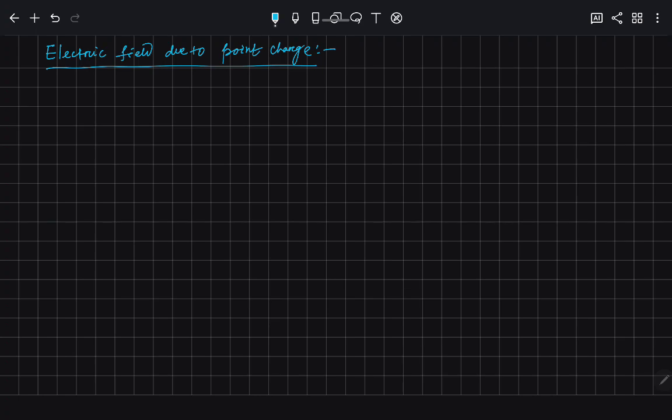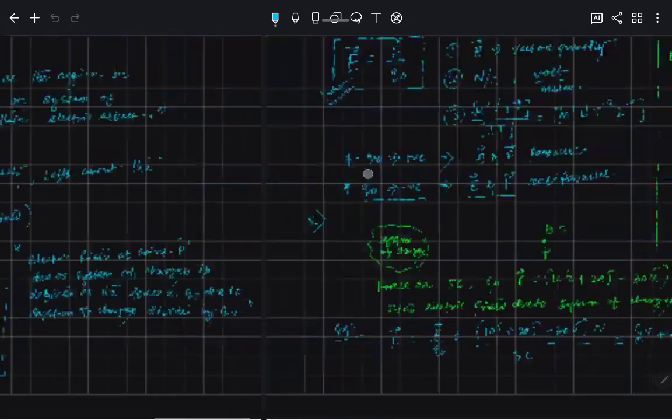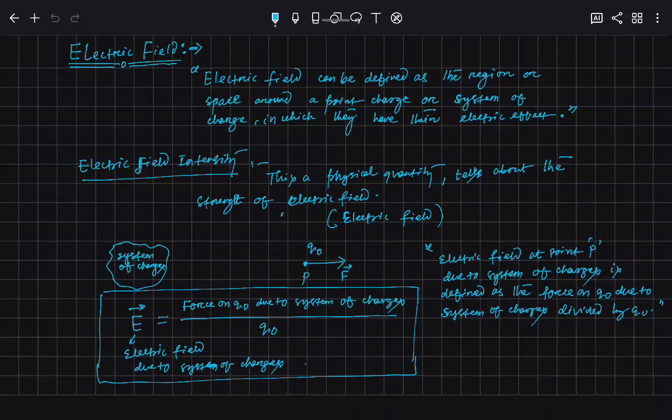So this is the same definition, just see here. The electric field we have defined due to a system of charges, or electric field intensity. Basically we are finding out electric field intensity, but I told you that the same thing we call electric field. So the same thing I am doing here. Wherever I write system of charges, I just put point charges.